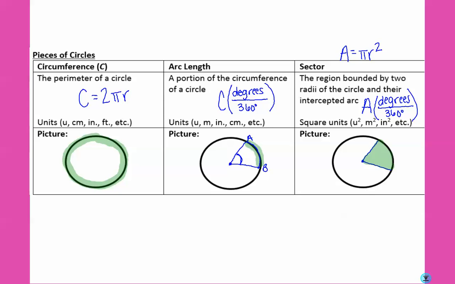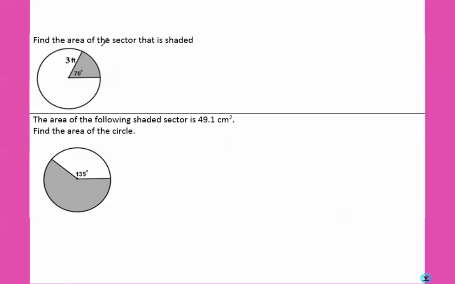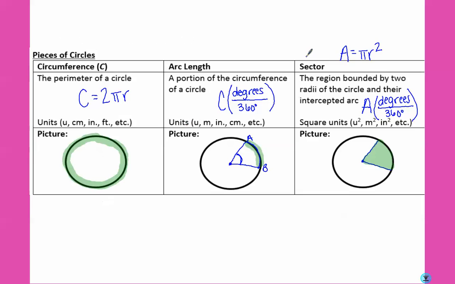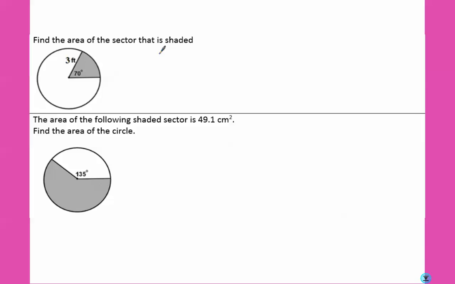So let's look at some examples. Find the area of the sector that is shaded. So we're going to have to use our sector formula. It's the area, which they didn't give us, so we're going to have to use pi r squared times the degrees over 360. So bring down the pi. Our radius shown in the picture is 3. Divided by the degrees of the angle and the arc, which would be 70 degrees over 360 degrees.